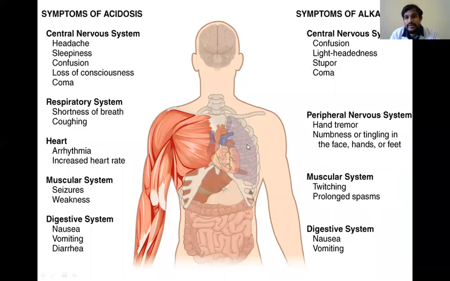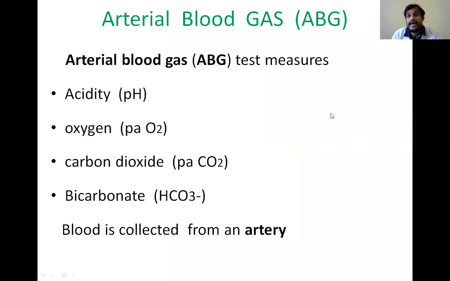Due to this, the patient will get different symptoms and will come for investigation and diagnosis. We will send the patient for diagnosis, and we will diagnose the acid-base disorder by arterial blood gas analysis. Arterial blood gas analysis includes the acidity, pH, and the levels of oxygen and carbon dioxide in terms of partial pressures. Partial pressure of oxygen and partial pressure of carbon dioxide are measured, and bicarbonate levels are measured. All these are measured to diagnose the type of acid-base disorder.